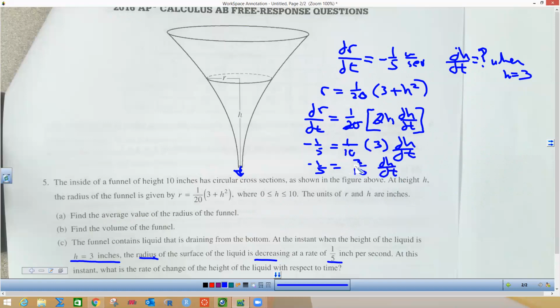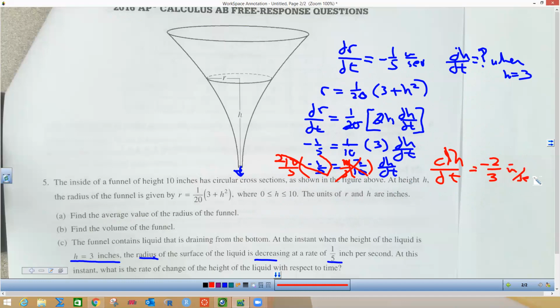So we're going to multiply each side by the reciprocal of 3/10. So we're going to take 10/3 on this side times this, which these reduce to 1. And take this side 10/3 times this, and these two will reduce this to a 2. So dh dt is going to equal negative 2/3. Right, negative 1 times 2 is negative 2 and 3, negative 2/3 inches per second.